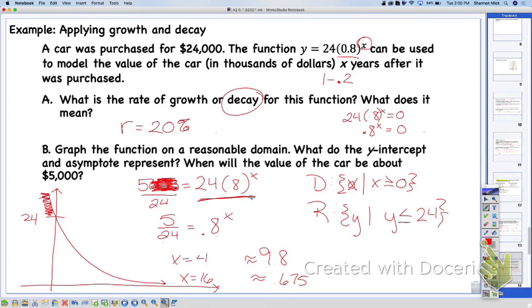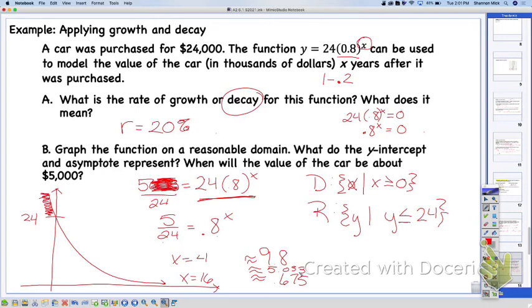Okay, at 7 years, it's like $5,030 or something. Actually it is 5.033, so $5,033. So at 7 years, it's approximately worth $5,000, correct? 6 years, 10 months.